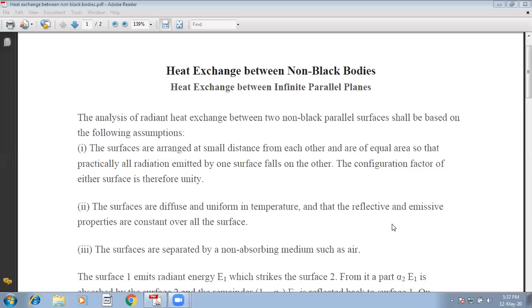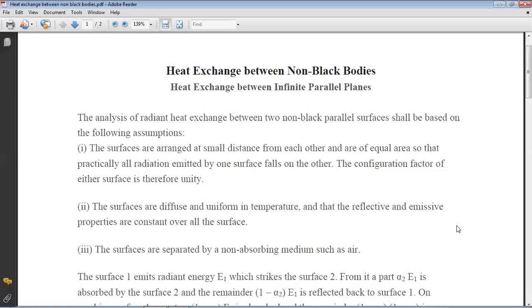The first assumption is the surfaces are arranged at a small distance from each other and have equal area, so that practically all the radiation emitted by one surface falls on the other. The second assumption is that the surfaces are at uniform temperature and the reflective and emissive properties are constant over all the surface.